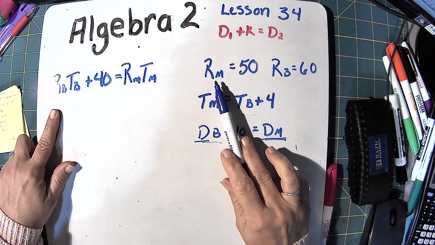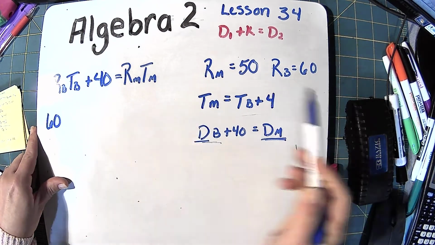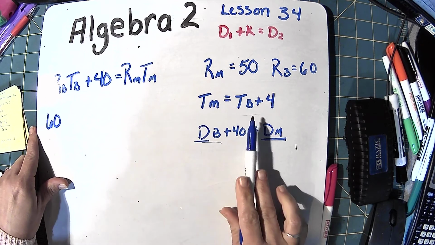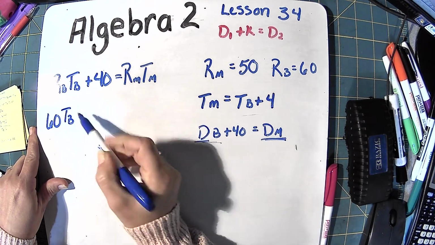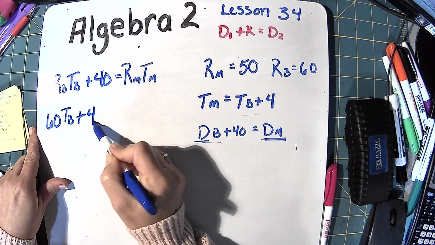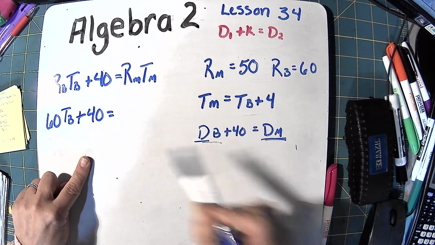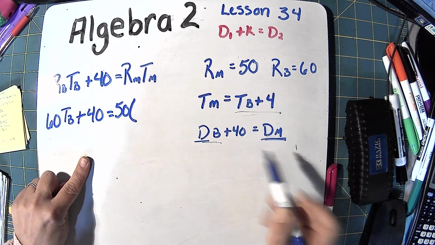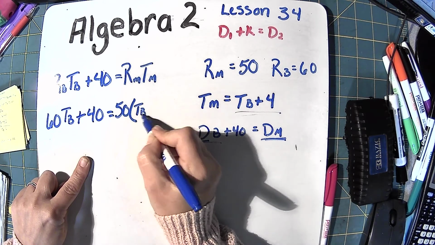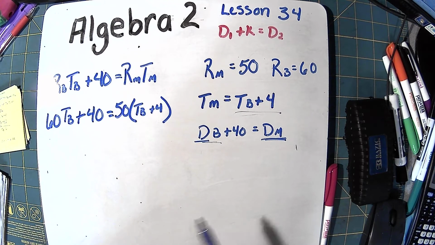Now we're just going to fill stuff in. So we've got the rate of B is 60. And then the time of B, we're not going to fill that one in. That's the one we're going to look for. Plus 40 equals the rate of M, which we know is 50, times the time of M, which we know is time of B plus 4. Okay? Now we just have to solve this equation.